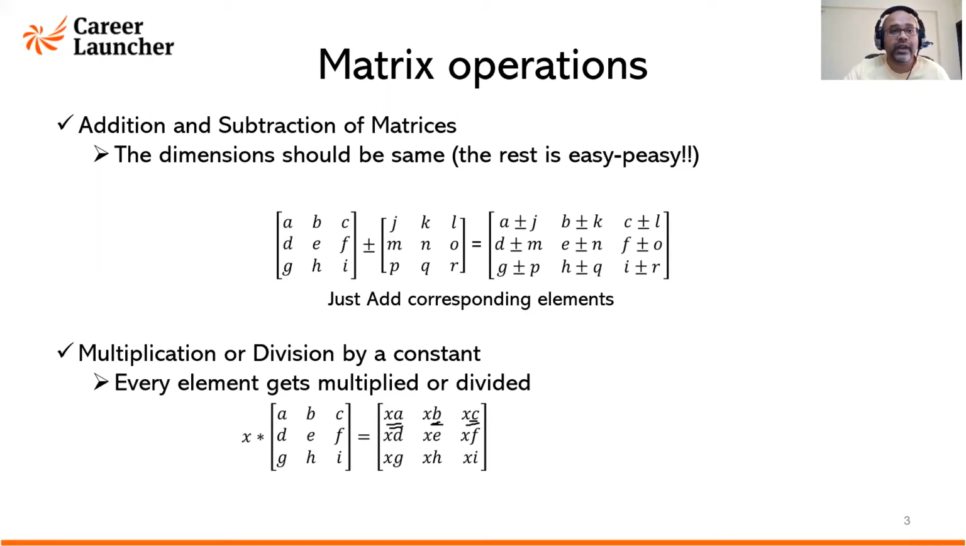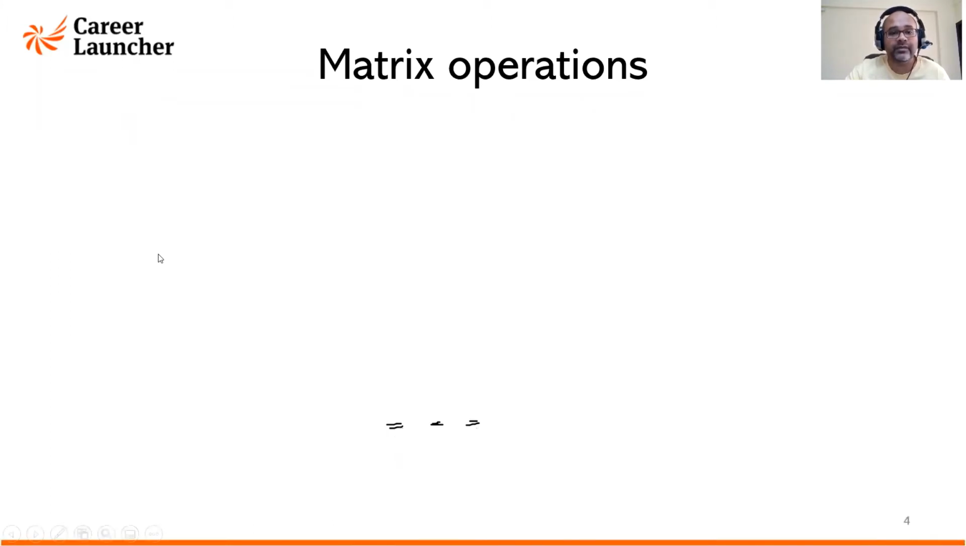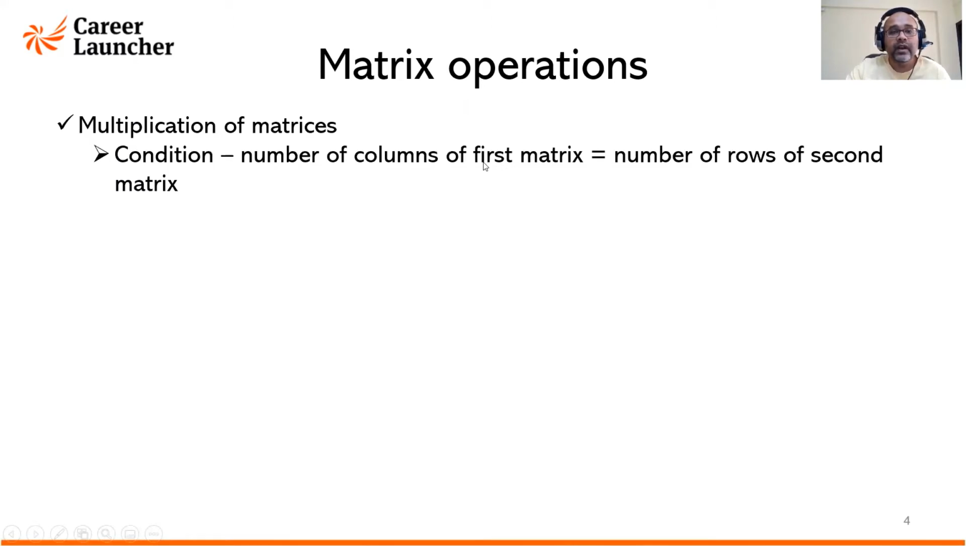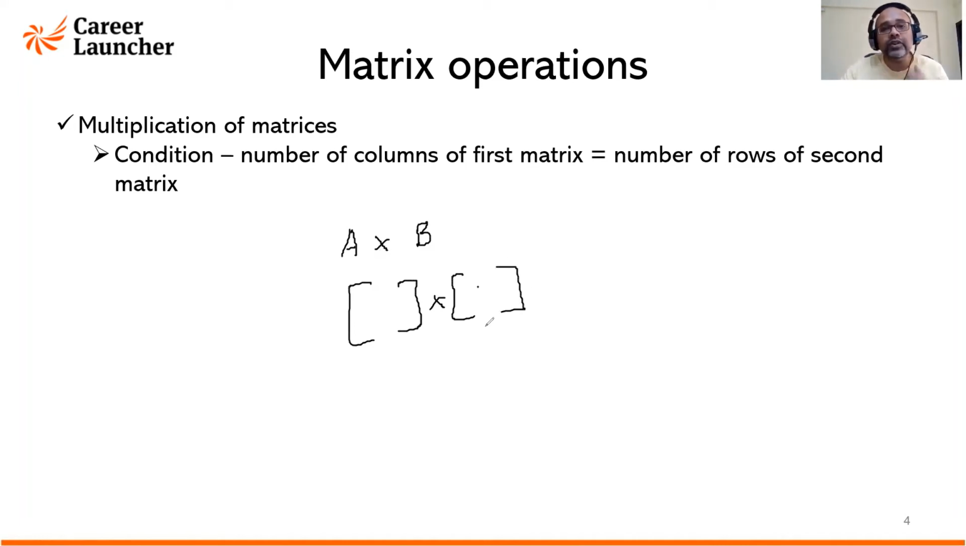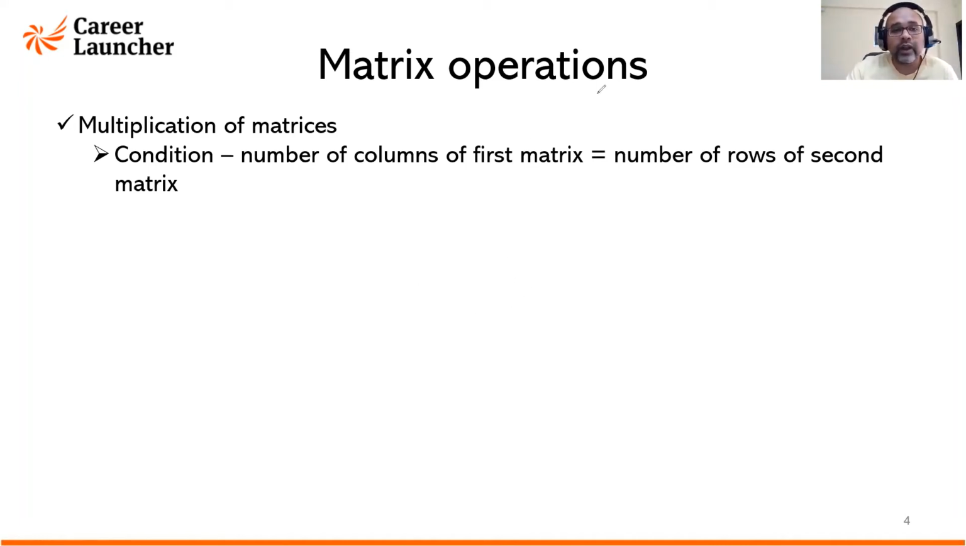The next thing we're going to look at is called matrix multiplication, right? So what is this matrix multiplication? Matrix multiplication is multiplication of two matrices, a matrix A multiplied by a matrix B. Now to do this matrix multiplication, one of the most important conditions that you have to keep in mind is the number of columns of the first matrix should be equal to the number of rows of the second matrix. Let me explain what I mean.